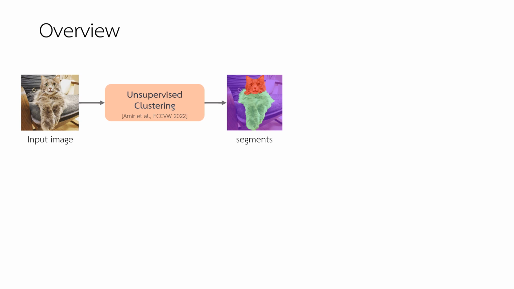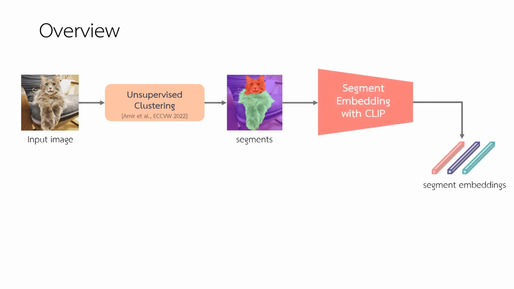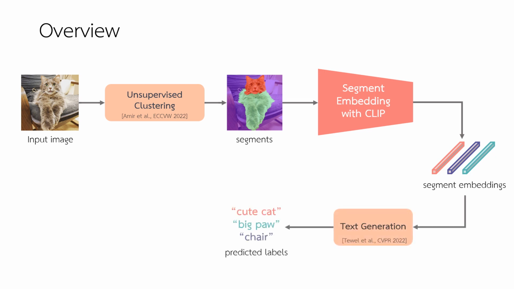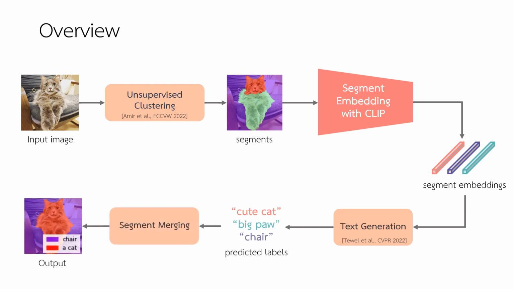Our pipeline starts by clustering pixels into many small segments using pixel-wise features from DINO, a self-supervised vision transformer. These segments will be converted to embeddings in CLIP's latent space. Then, the embeddings are used to generate labels for all segments with an off-the-shelf text generator. Finally, small segments that are parts of the same object will be merged together based on the similarity of their segment embeddings and predicted labels.